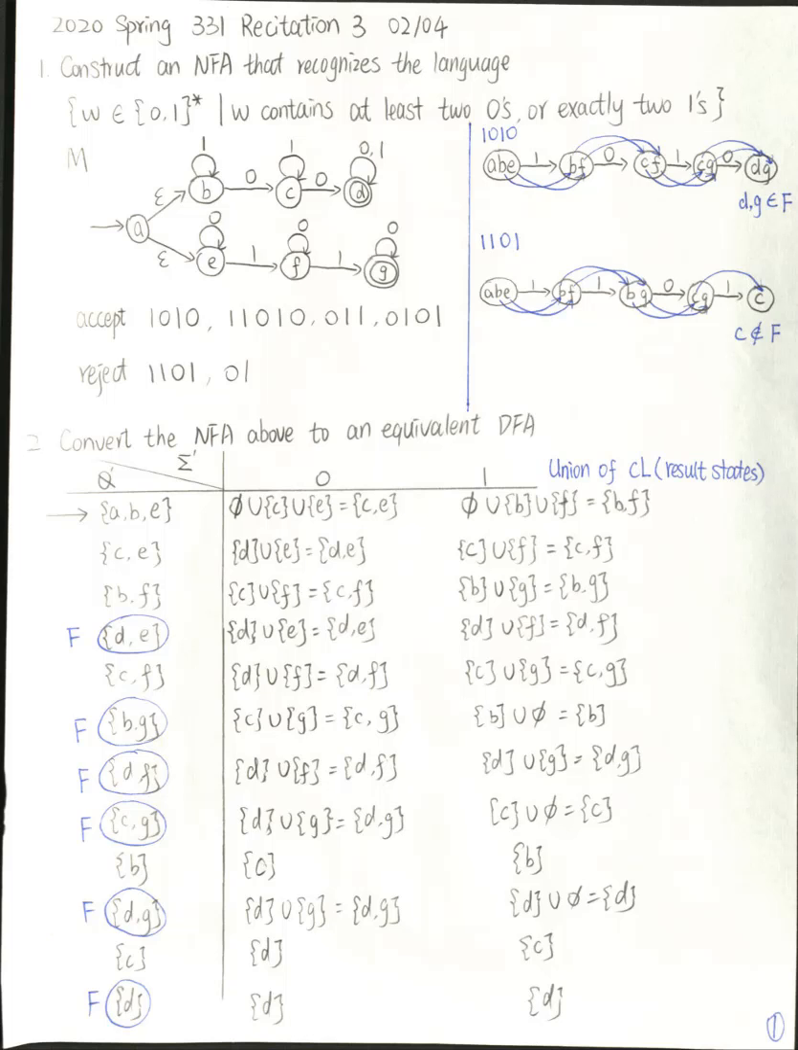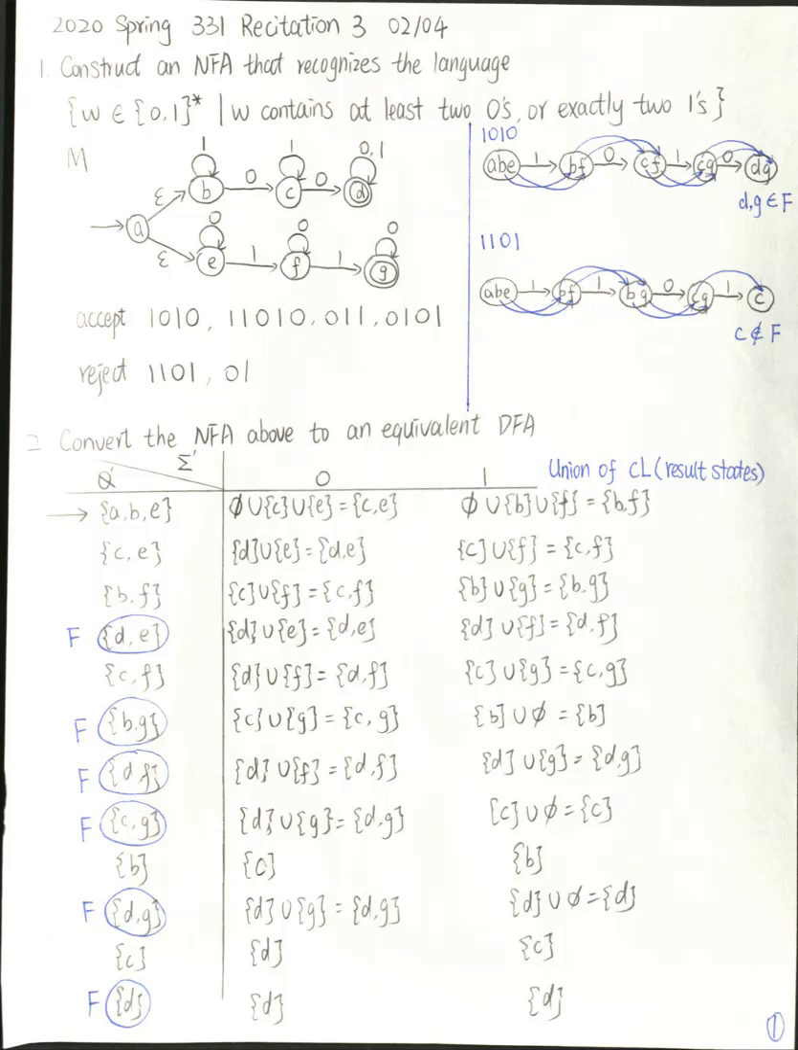Now you can check with some examples, both with strings that should be accepted by your machine and strings that should be rejected by your machine. Let's try 1010. Starting from A, without reading anything, I can go to B and E. So A, B, E should be the states that I can reach without reading anything. Starting from there, I will consume each symbol in the string one by one.